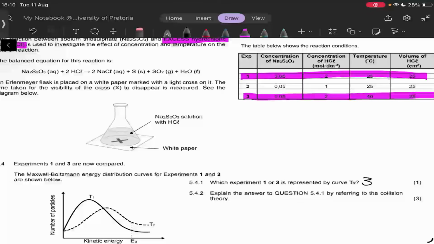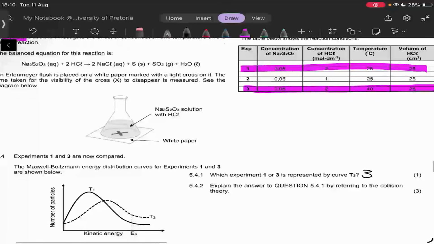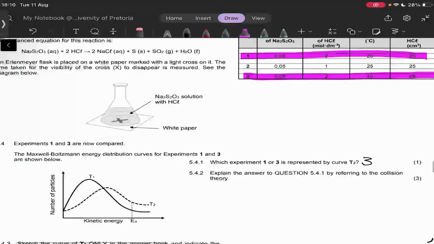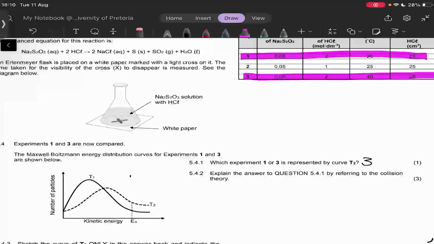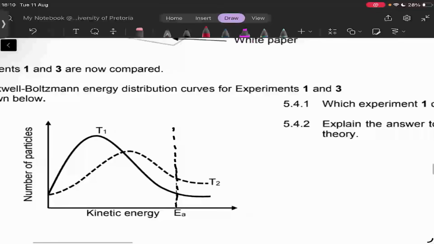That is correct. Well done to everybody that tried. To those that didn't get it correct, let's now go through the reasoning. 5.4.2 kind of asks us for the follow-up. So for curve T2, I'm just going to draw this EA. That EA just means activation energy. I just want to zoom in and show you what exactly I use to determine that T2 is indeed experiment 3.